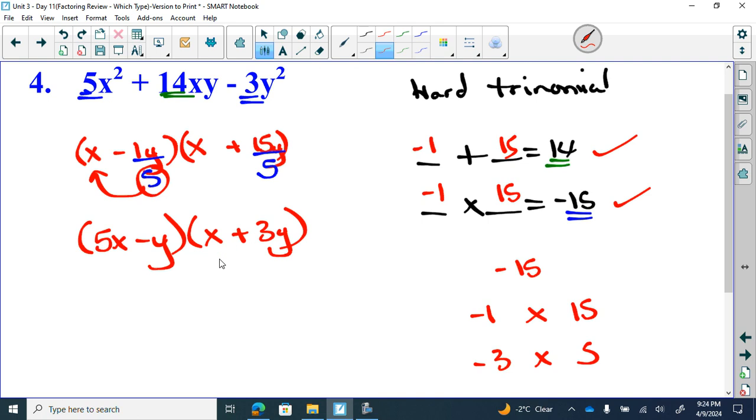That is the answer. 5x times x gives me the 5x squared. 5x times 3y gives me 15xy. Negative y times positive x gives me negative xy. If I combine those, 15xy minus 1xy, I'd get the 14xy. And then if I go the last times the last, negative 1 times positive 3, negative 3, y times y, y squared. So you can do a quick mental check to make sure you have these right.